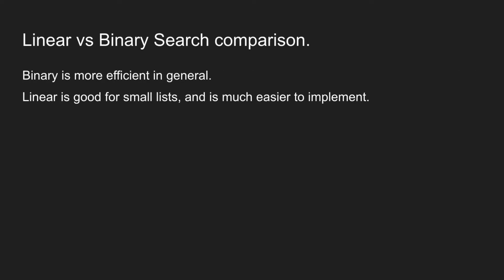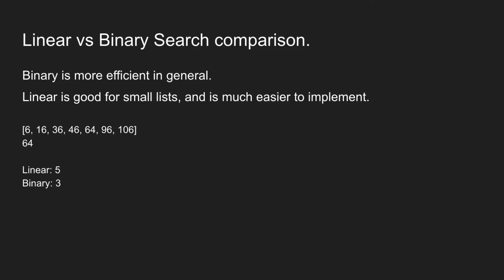So finally, what are some of the comparisons? Binary search is more efficient in general. Linear search is good for small lists and is easier to implement. But binary search is quite a bit harder to implement.